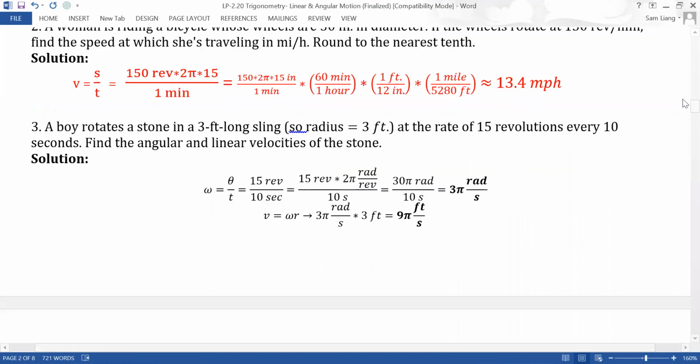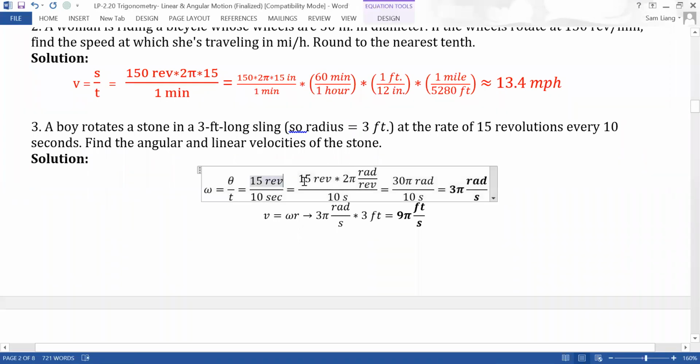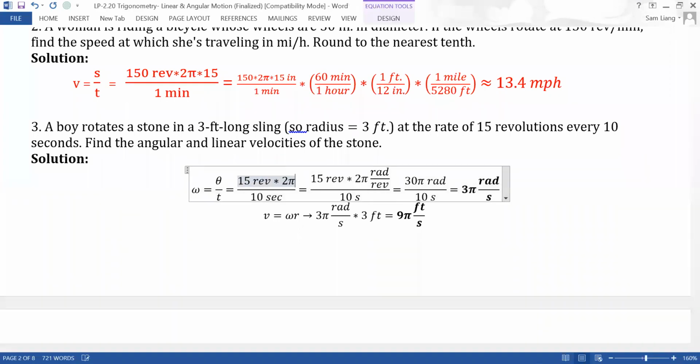So it says a boy rotates a stone in a 3-foot long sling. So radius is 3 feet at the rate of 15 revolutions every 10 seconds. Find the angular and linear velocities of the stone. Okay, so for this one, I start off with the angular speed, right? It's theta over t. So 15 revolutions over 10 seconds.